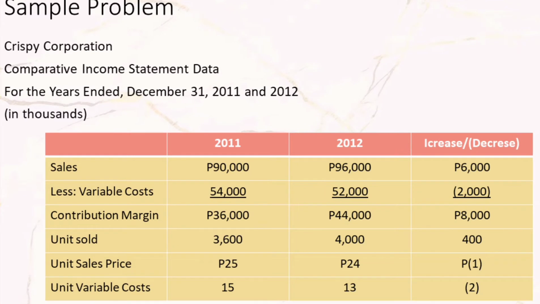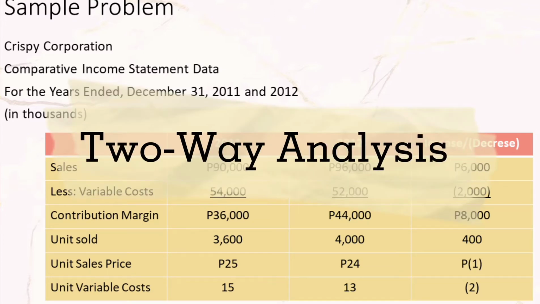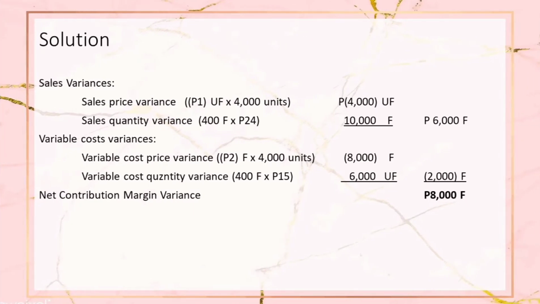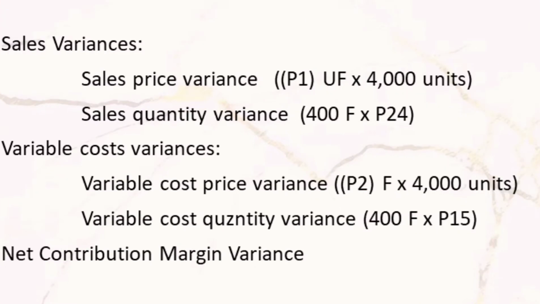So, we have given here a sample problem, the comparative partial income statement data of Crispy Corporation in 2011 and 2012. In the problem, we will analyze the contribution margin variance using the two-way analysis. To illustrate, using the two-way analysis, first, we'll get the sales variances. To get the sales variances, we will simply add the sales price variance and the sales quantity variance.